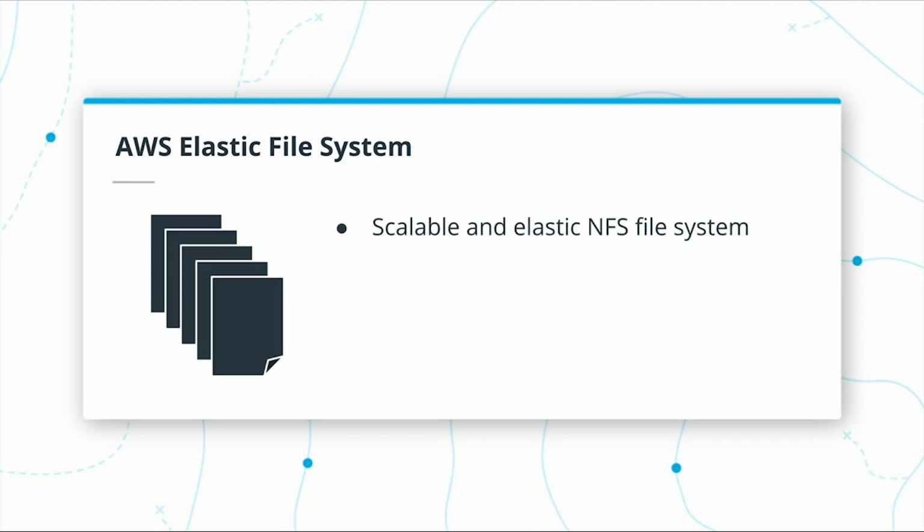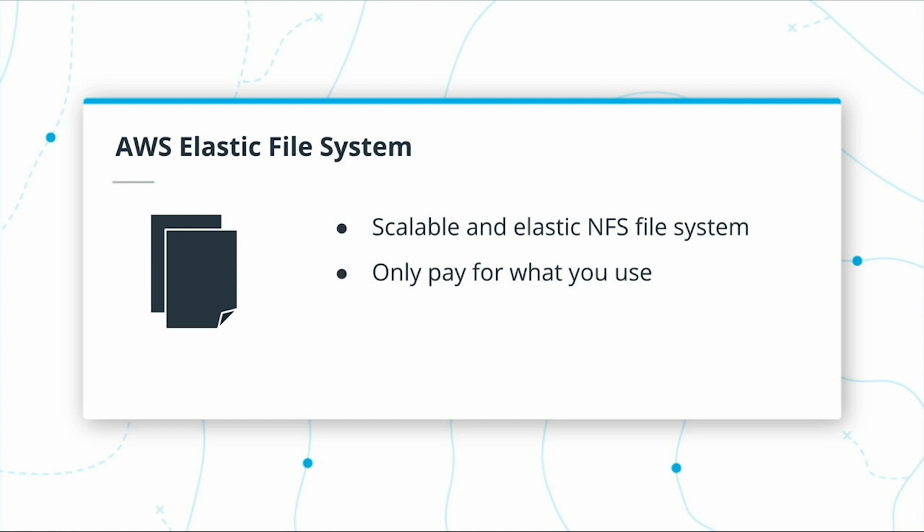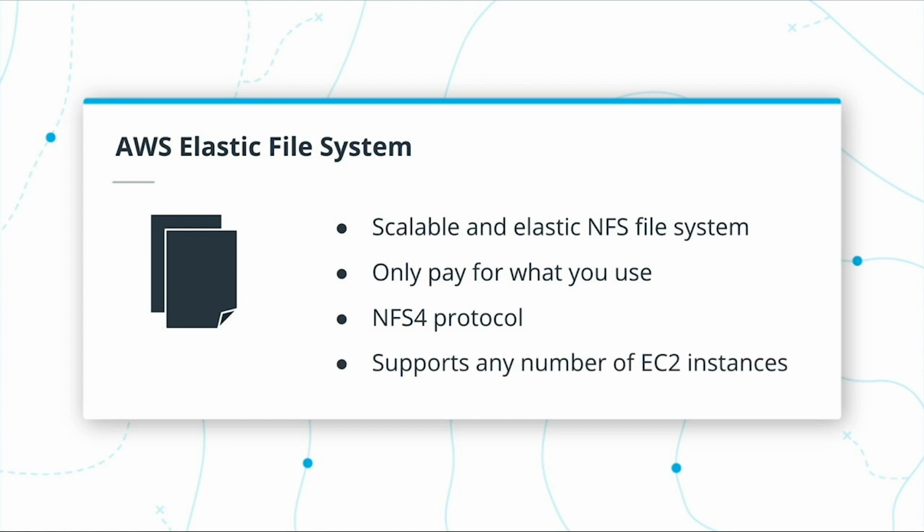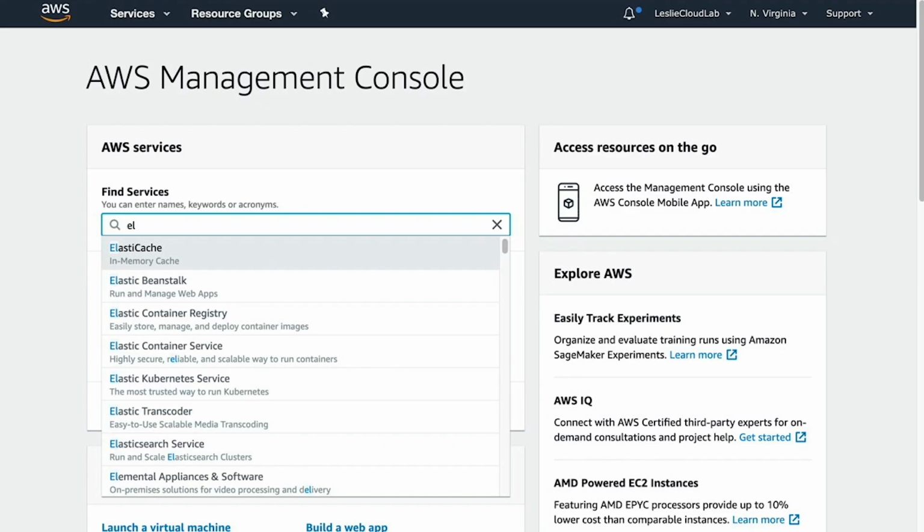AWS Elastic File System is a fully scalable and elastic NFS file system that grows and shrinks as you add and remove files. It is billed at 8 cents a gigabyte, and you only pay for what you use. It uses the NFS4 protocol to read and write files from the file system, and AWS supports any number of EC2 instance connections at the same time, hundreds and even thousands. So let's take a look at all the steps required to create an elastic file system.